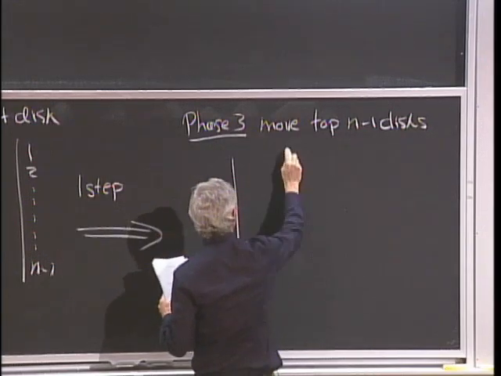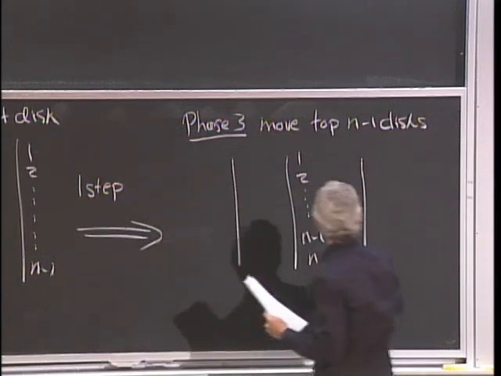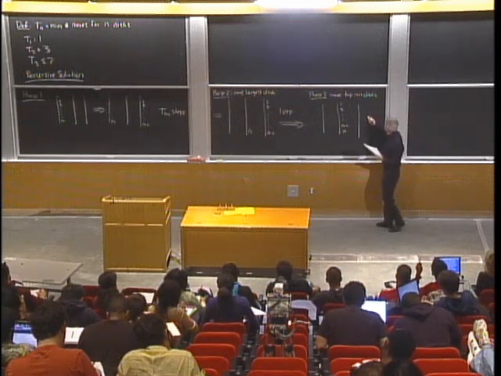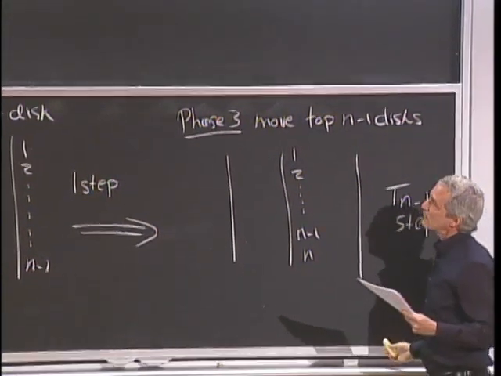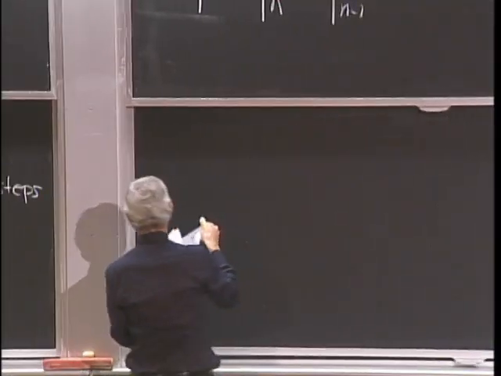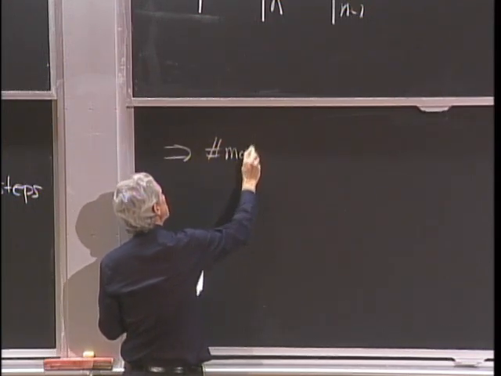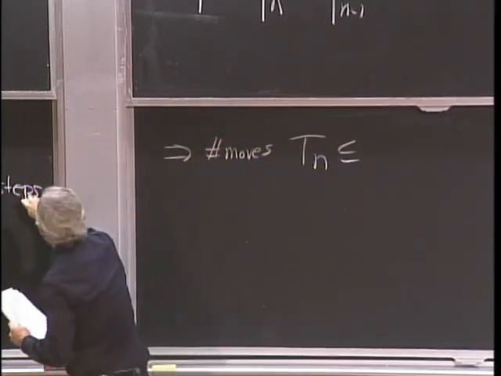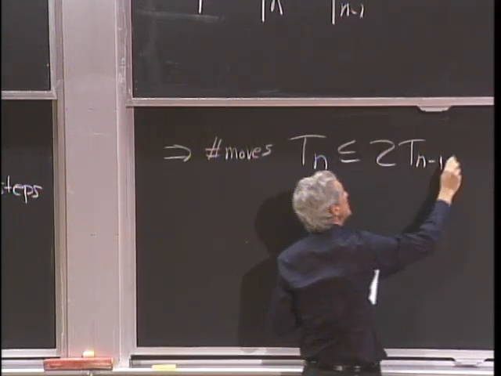And so then it looks like the final result, 1, 2 over n minus 1 over n. And how many steps does phase 3 take? T of n minus 1. Good. All right, so we've got a recursive algorithm now, and the total number of moves T of n is at most T of n minus 1 plus T of n minus 1, which is 2T of n minus 1, plus the 1 step up there.